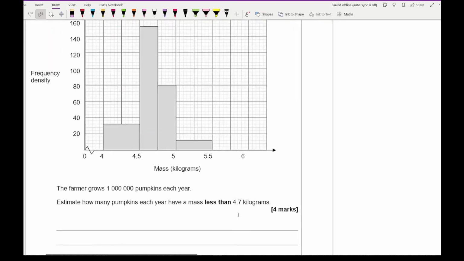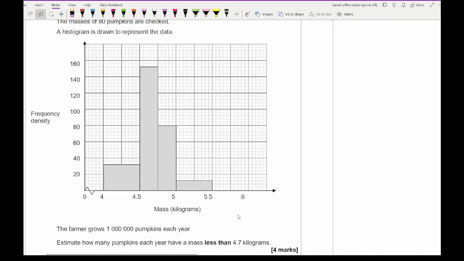So what we need to do first is, out of the 80 pumpkins, we need to calculate how many out of 80 are less than 4.7 kilograms. Now 4.7, looking at the scale, is going to be here. So it's 4 little boxes down, like so here. And that's 4.7.